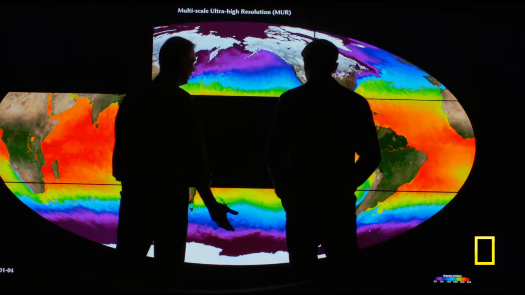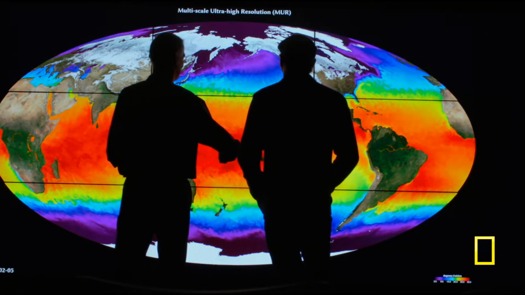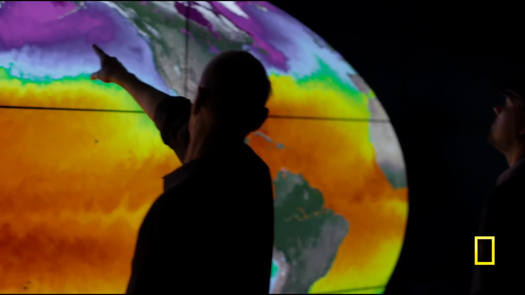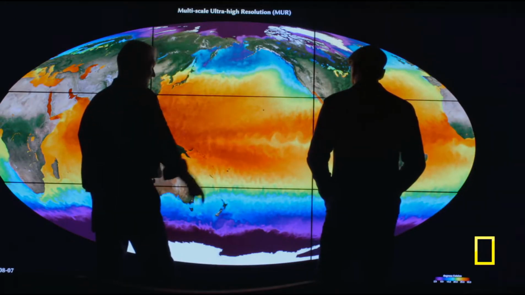Here's an example of one thing we can see. This is ocean surface temperature as measured from space. This is the whole world's surface temperature. You can see the poles melting there. Wow. Yeah. This is the way to do it, man. I mean, this is the way to really see what's going on.